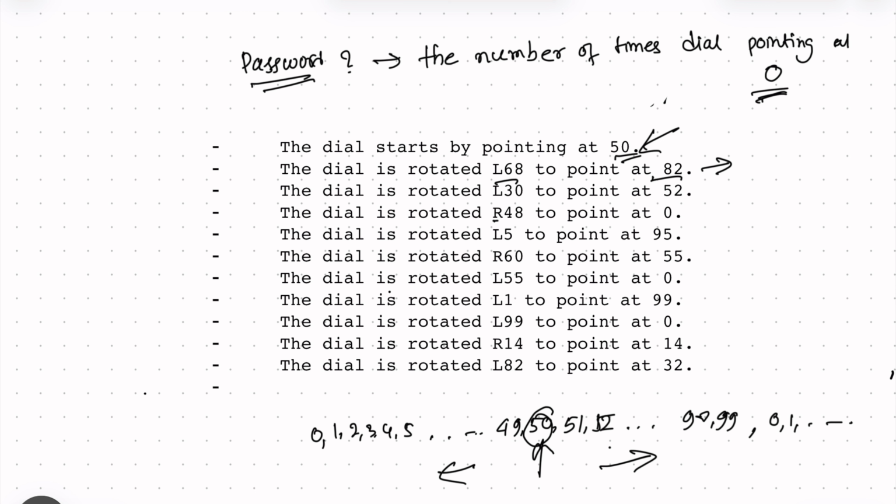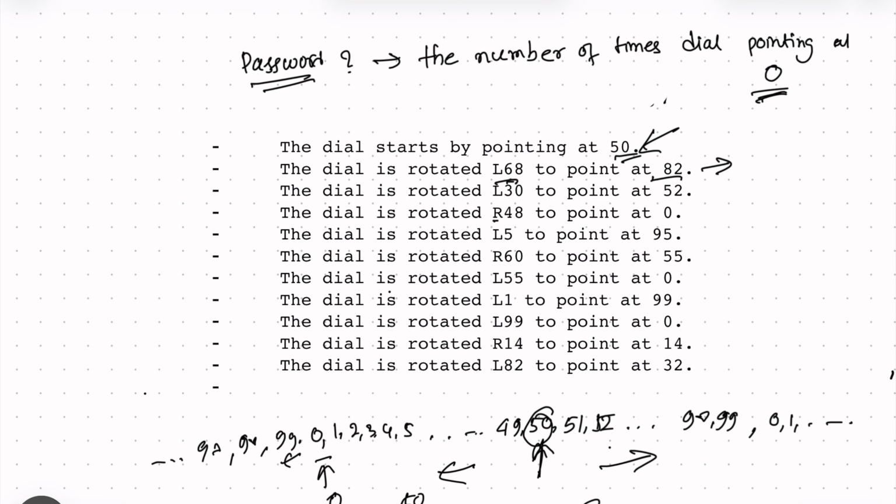So from 50 we have to go 68 steps. After 50 steps we will reach 0, right? And from 0, if we go to the left again, it will go to 99, then 98, then 97, and so on, because of the rotation of a clock. So we are currently at 50, and if we move 50 steps, we'll reach 0. So 68 minus 50 is 18 steps, right?